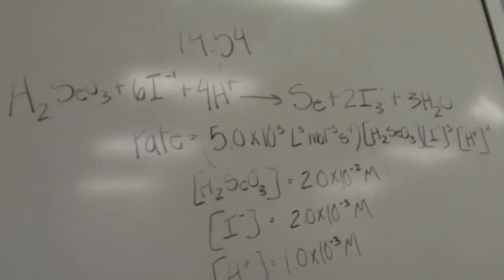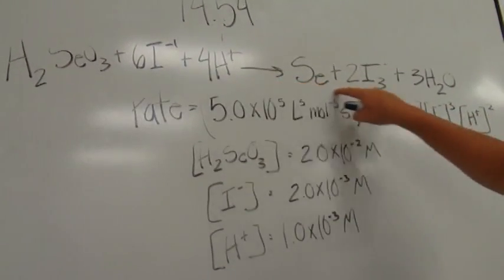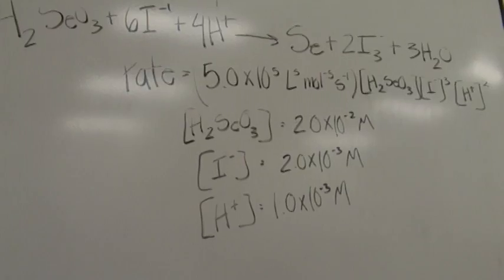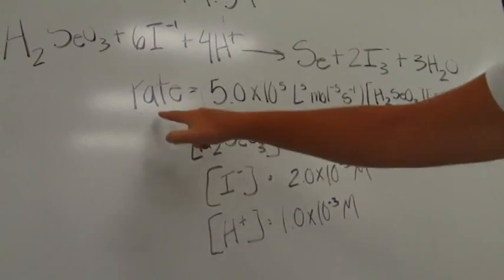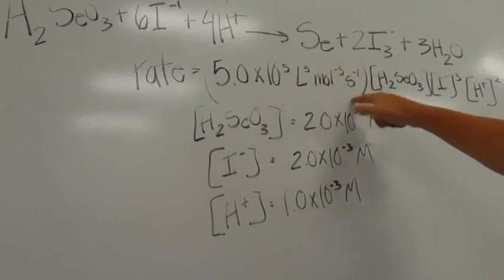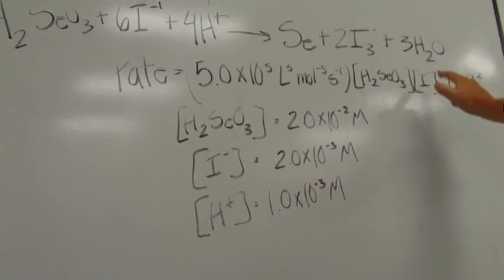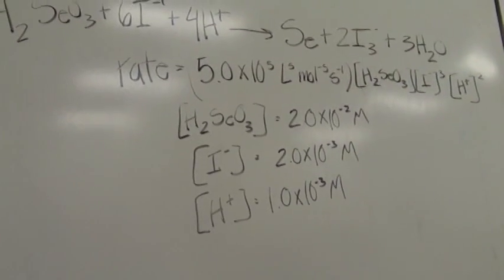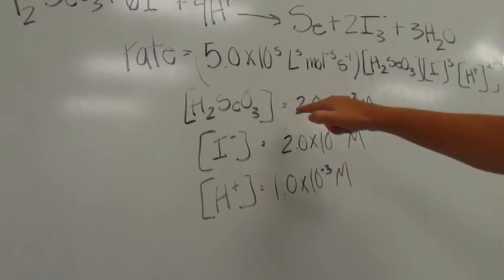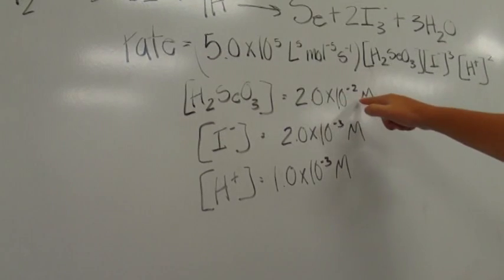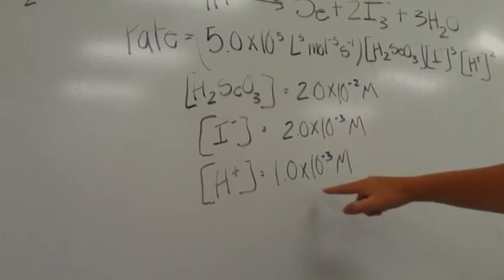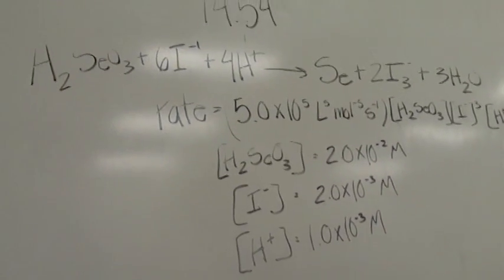(14.54) Estimate the rate of the reaction. This one written out right here. Given that the rate law for the reaction at 0 degrees Celsius is as follows: rate equals 5.0 liter per mole per second times different concentrations. The reactant concentrations are as follows, given right here: 2.0 times 10 to the negative 2 molarity, 2.0 times 10 to the negative third molarity, 1.0 times 10 to the negative third molarity.